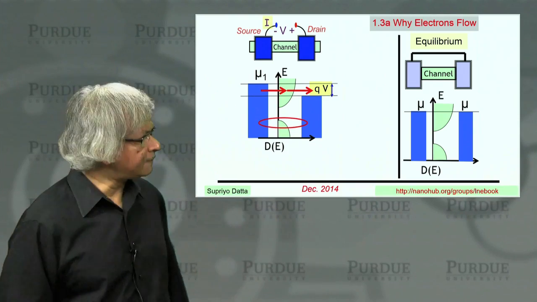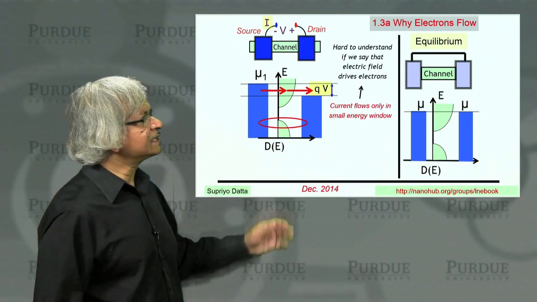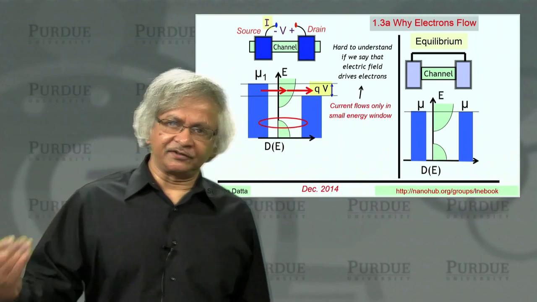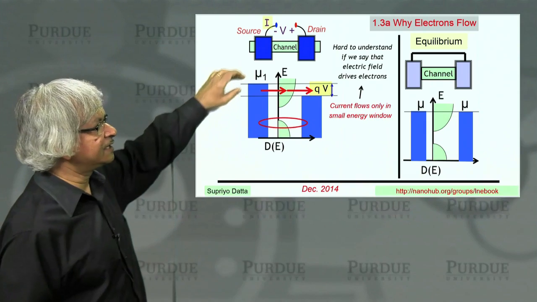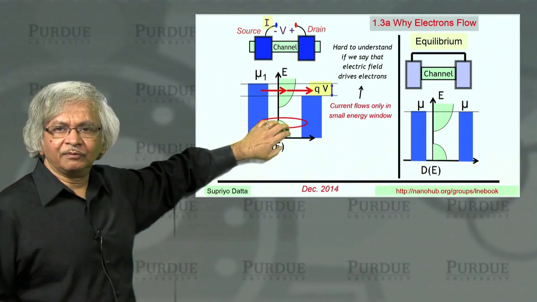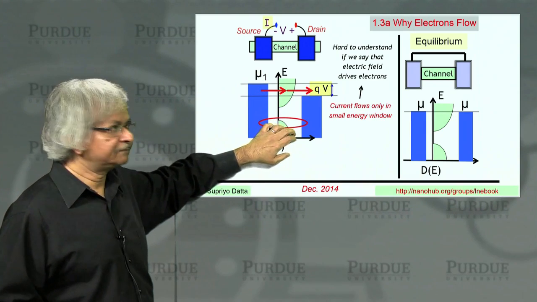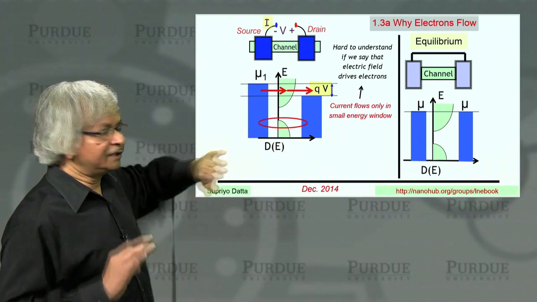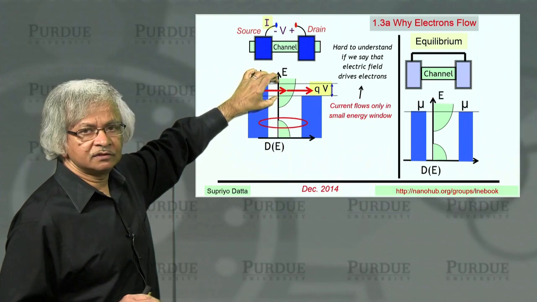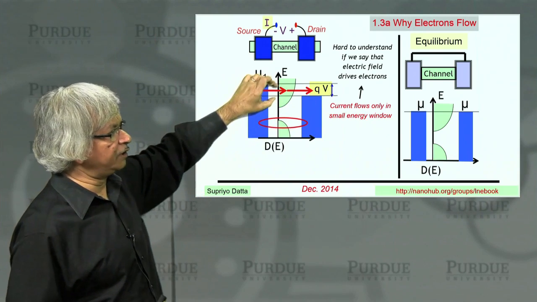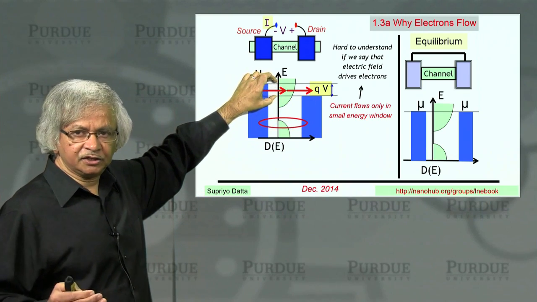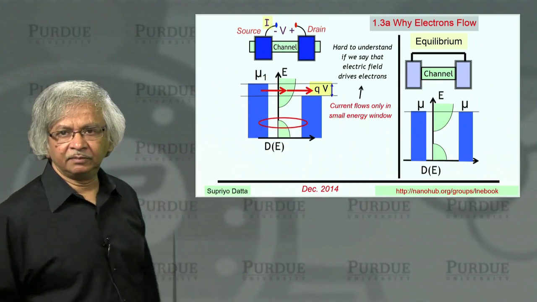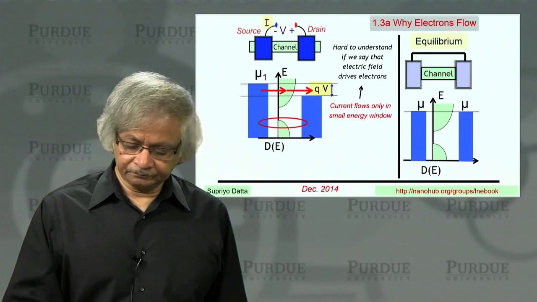No current flows. And this is the point that is hard to understand if you think of electric fields as driving electrons. Because in that case, you might say electrons down here should also start moving. But what is well known and widely accepted is that current flows only in the small energy window around the Fermi energy or the electrochemical potential. States deep down here play no role in current flow.